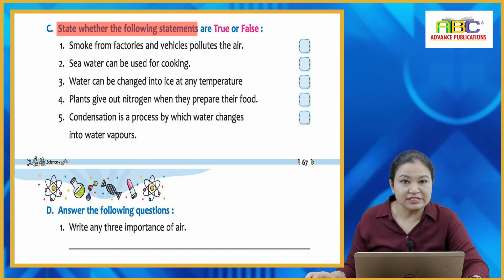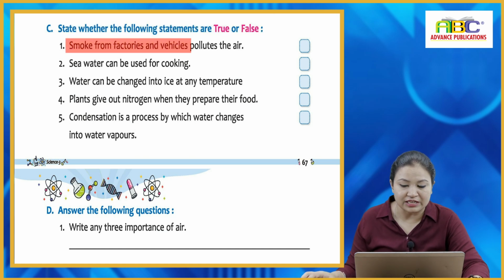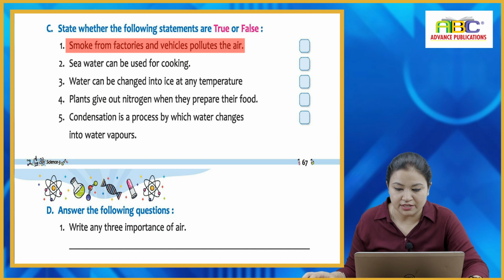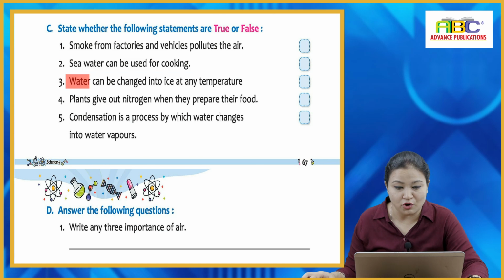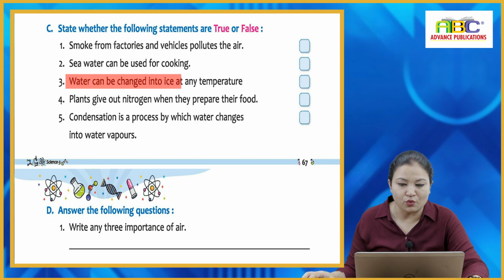State whether the following statements are true or false. Smoke from factories and vehicles pollutes the air. It is true. Seawater can be used for cooking. No, it is not true. It is false. Water can be changed into ice at any temperature. So it is false.